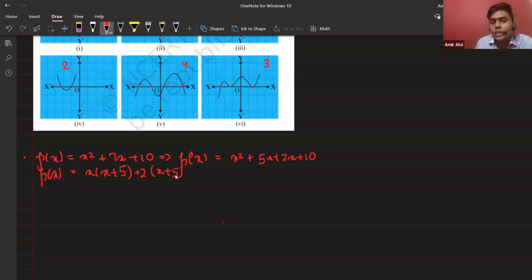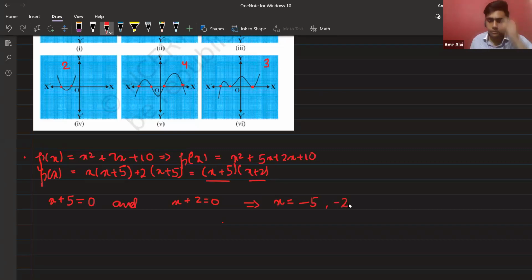And what is common here? Plus 2, 2 into x and 2 into 5, plus 10. So if I take x plus 5 common from here, what will we get? You get x plus 2. Is this clear? So that's the thing you have done in your copy. Very good. So now, Adil, if you have to find out the zeros of the polynomial, you just have to equate both the factors to 0. x plus 5 is equal to 0, and x plus 2 is equal to 0, which means that the value of x is minus 5 and minus 2. Is that clear, Adil?